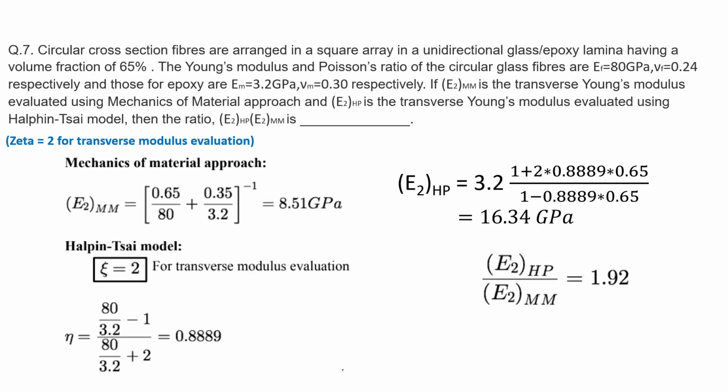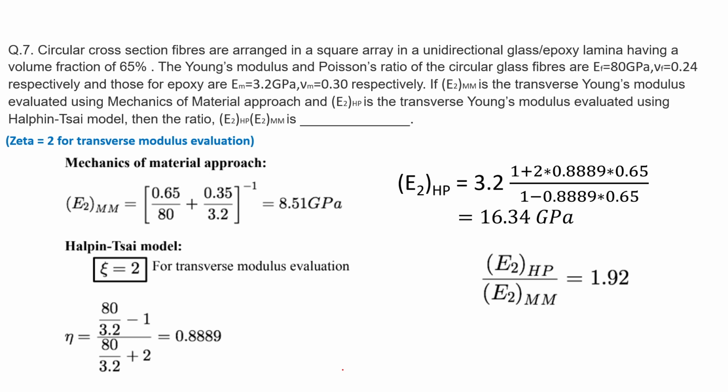So the next question is that circular cross-section fibers are arranged in a square array in a unidirectional glass epoxy lamina having a volume fraction of 65%. The Young's modulus and Poisson ratio of the circular glass fibers are given, that is EF equal to 80 gigapascal, mu F equal to 0.24 respectively. And those for epoxy are EM equal to 3.2 gigapascal and mu M equal to 0.3 respectively. If E2 MM is the transverse Young's modulus evaluated using the mechanics of materials approach, and E2 HP is the transverse Young's modulus evaluated using the Halpin-Tsai model, then the ratio E2 HP by E2 MM is.